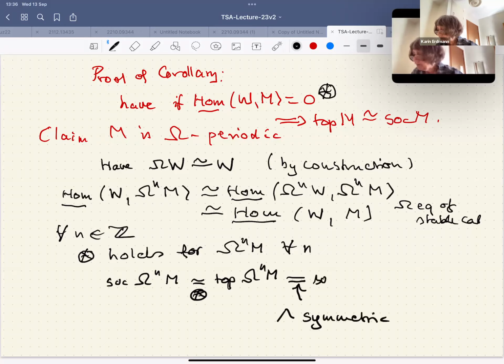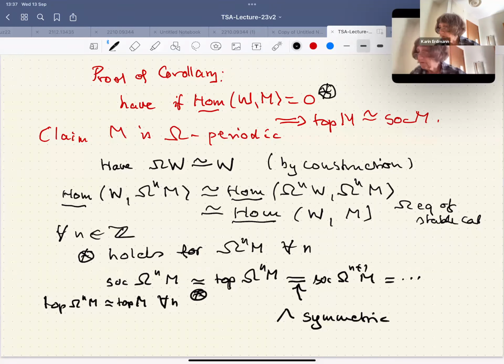This is the socle of omega n plus 1 of M, because if we take a projective cover of omega n, then yes, the kernel of that is omega n plus 1 M, and in the middle we have a projective injective which has top equal to the top of omega n M, and so you can keep on doing that. And so we have that top omega n M is the same as top omega M for all n.